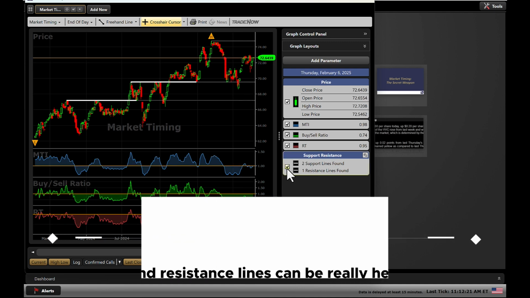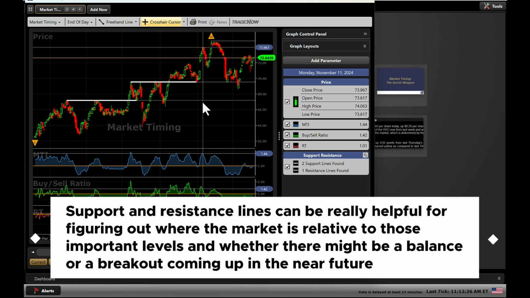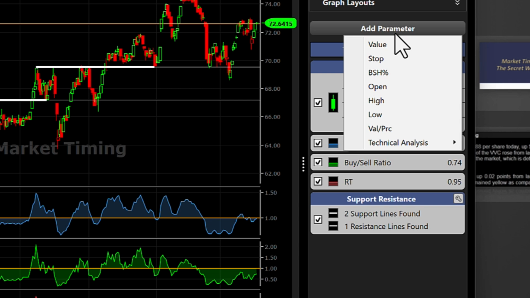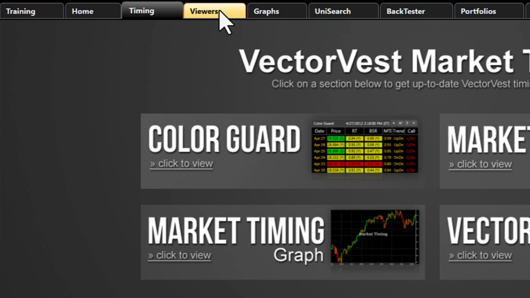And one thing I like is you can actually add support and resistance lines to this. So that can be really helpful for figuring out where the market is relative to those important levels and whether there might be a bounce or a breakout coming up in the near future. When you're plotting either the market timing graph or any individual stock graphs in VectorVest, you can also add more parameters, including a handful of technical analysis parameters. So common ones like MACD, stochastics, RSI, Bollinger Bands, all of the ones that most swing traders and investors are familiar with.